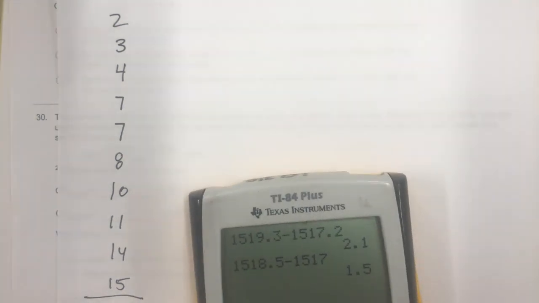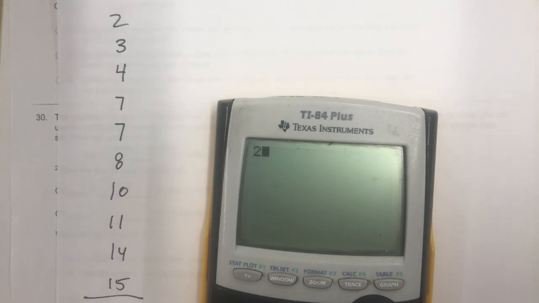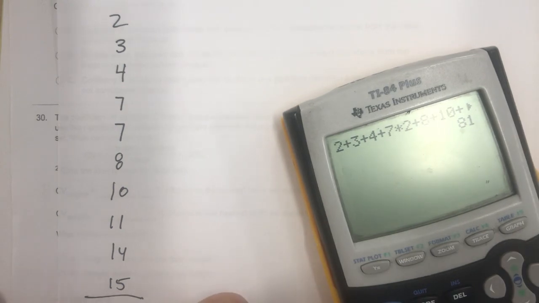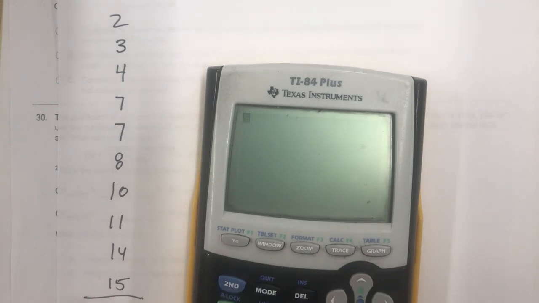All right, so let's find the mean. We've got to add all these up. 2 plus 3 plus 4 plus 7 times 2 plus 8 plus 10 plus 11 plus 14 plus 15. I get 81. Gotta do it again though. Make sure, double check it every time. 2 plus 3 plus 4 plus 7 plus 7 plus 8 plus 10. 81. Got 81 both times.